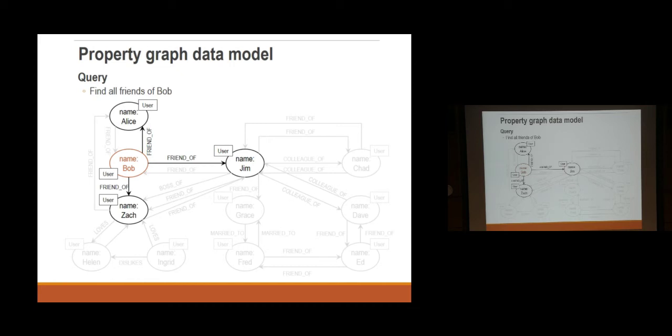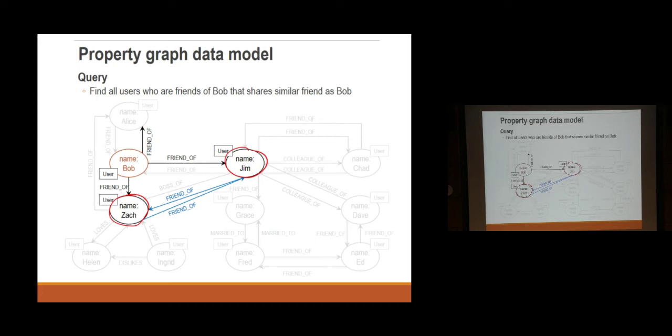Okay? Now, you can also narrow down further from here, like all the friends of Bob who share similar friends. Okay? So, Zach is a friend of Jim. Jim is also a friend of Zach. So only two of them share the same friends as Bob. This one is not. Alice does not have any other friend besides Bob, so she does not share a common friend with Bob.